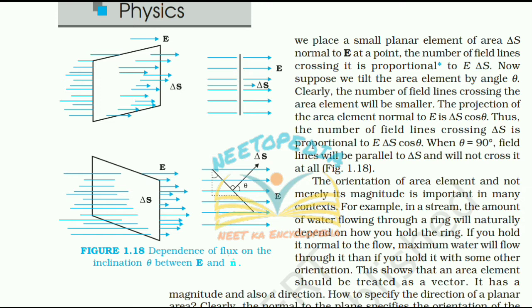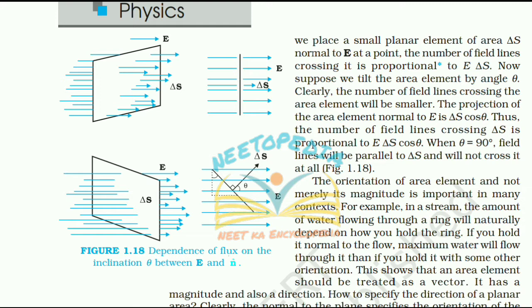Now suppose we tilt the area element by an angle theta. Clearly, the number of field lines crossing the area element will be smaller. The projection of the area element normal to E is delta S cos theta. Thus, the number of field lines crossing delta S is proportional to E delta S cos theta, where for theta equal to 90 degrees, field lines will be parallel to delta S and will not cross it at all.